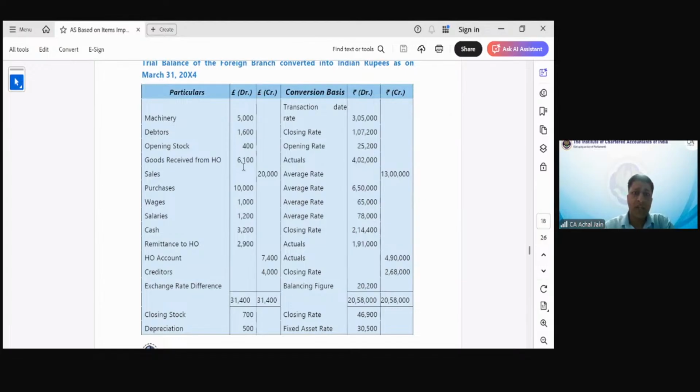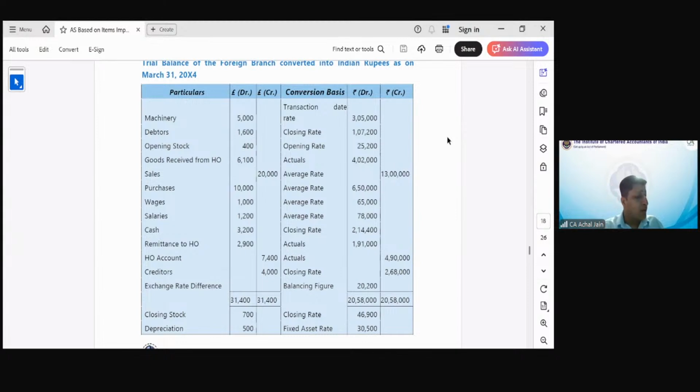Then goods received from HO. In respect of goods received from HO, you are given the actual amount at which the HO is recording it, because you'll eventually have to consolidate that with HO. So these two have to get knocked off when you consolidate them. That's why you will consider this amount at actual. Then you have sales, purchases, wages, salaries. All of these you will consider using the average rate.